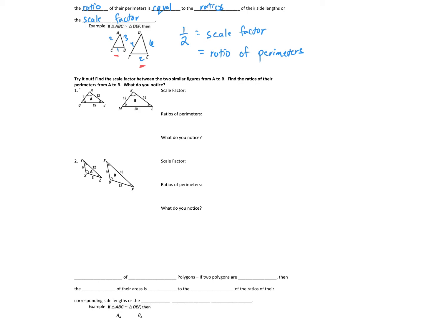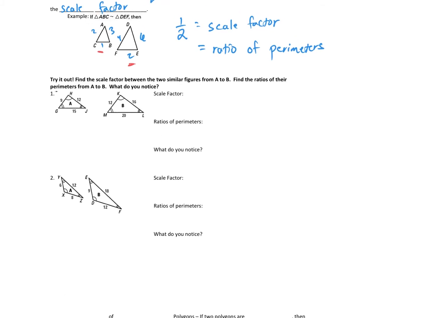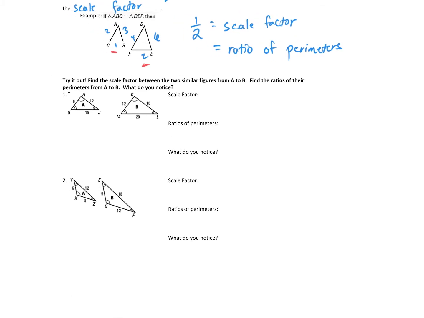Let's say, first let's find my scale factor in number 1. You want to find the scale factor between the two similar figures, then find the ratios of their perimeters. So I'm going to prove this first part to be right. So here, let's do 9 and 12. My scale factor is 9 to 12. I'm going to divide both by 3. This gives me 3 to 4. So my scale factor is 3 to 4.